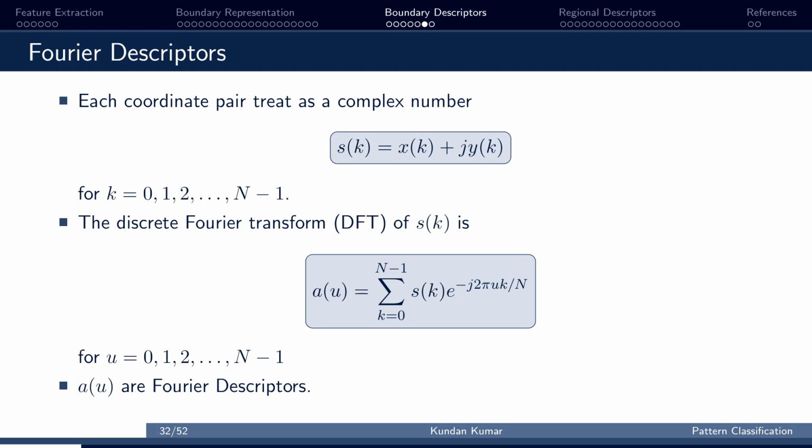So this is what we have just discussed. Each coordinate pair is treated as a complex number, for n points, and then we computed the discrete Fourier transform using this expression, where the a u are basically called Fourier descriptors.